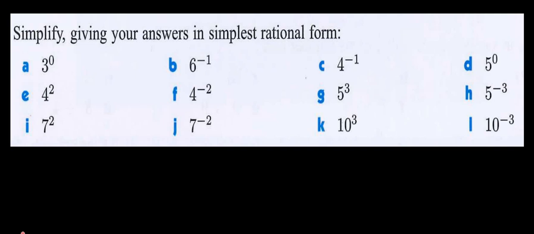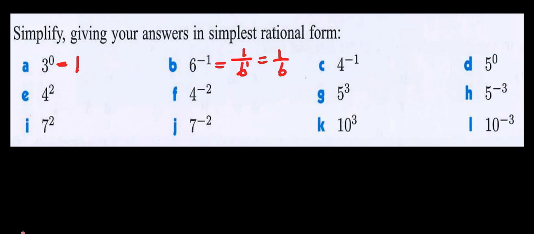All right, so in this set of questions, we are asked to simplify, giving our answer in simplest rational form. So question A, we have 3 exponent 0. Any number to exponent 0 is 1. And question B, we have 6 exponent negative 1. When you have a negative exponent, you can change it to a positive exponent by making that number a fraction. So this will become 1 over 6 exponent 1. Okay, so 6 exponent 1 is the same thing as 1 over 6.